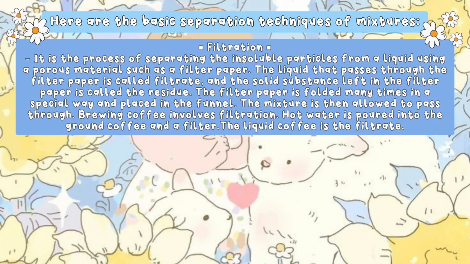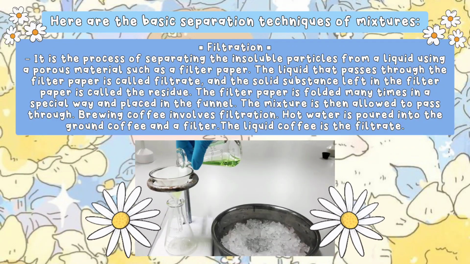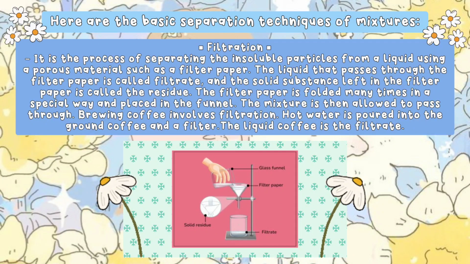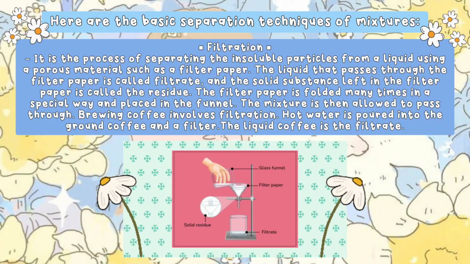Filtration. It is the process of separating the insoluble particles from a liquid using a porous material such as a filter paper. The liquid that passes through the filter paper is called filtrate, and the solid substance left in the filter paper is called the residue.